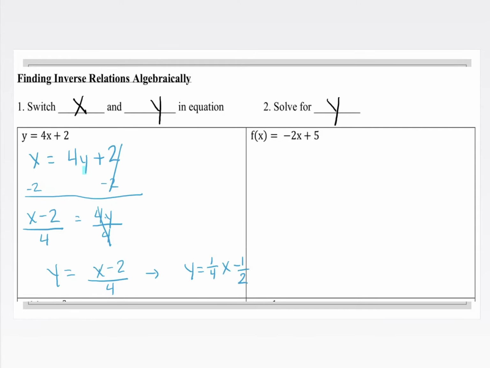So same thing there. For this next example, we have f of x equals negative 2x plus 5. Again, whenever we see an f of x, we can really rewrite that as y equals negative 2x plus 5. So just know that those two values, f of x and y, are really interchangeable. Here then we're going to swap out x and y, so we'll get x equals negative 2y plus 5. And now we're going to solve for our y variable. So we can subtract 5 from both sides.